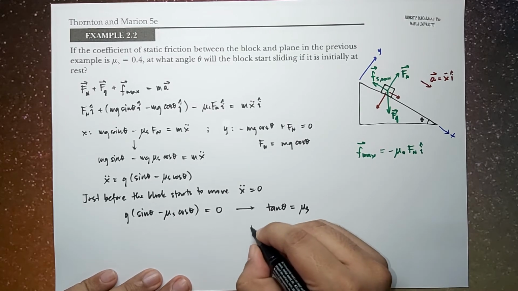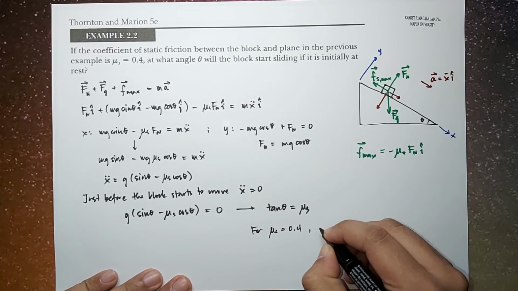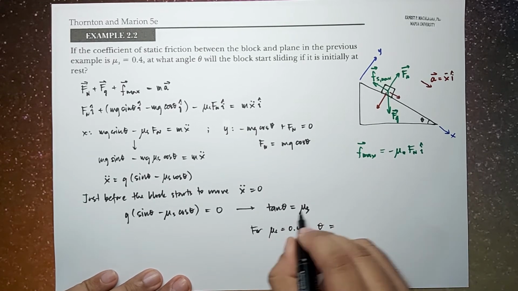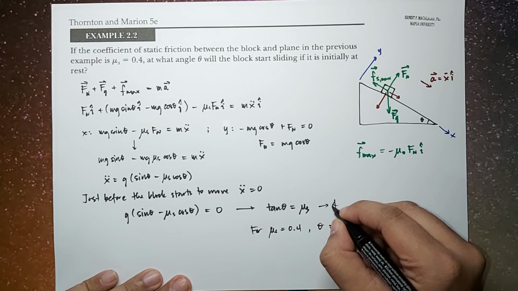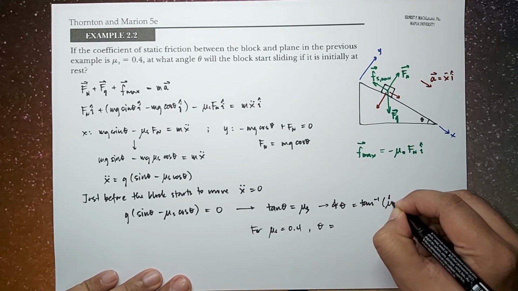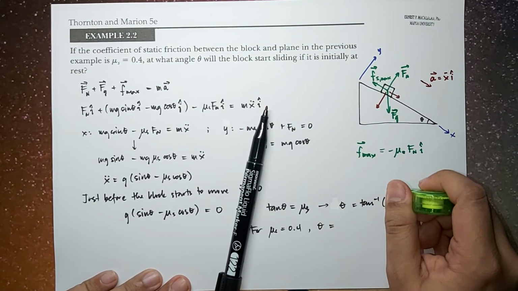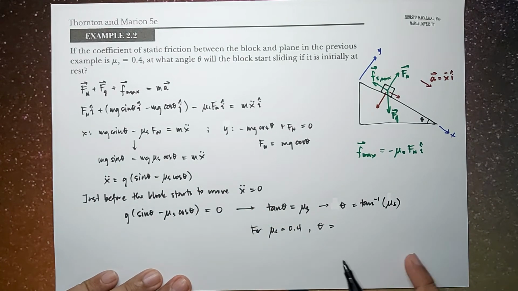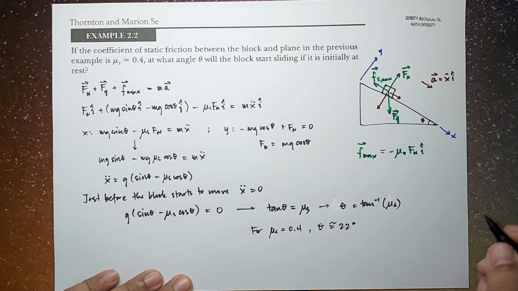Okay, so for mu s equal to 0.4, theta from here is calculated as arctangent mu s, and this will give us a value of about 22 degrees.